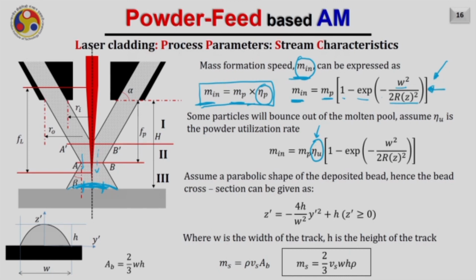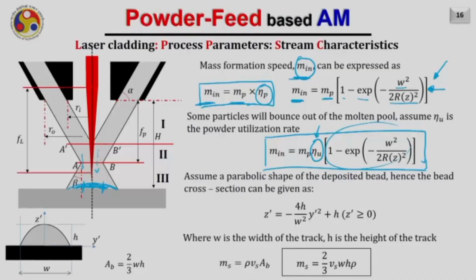So now I can finally say that the mass in to form the bead can be given as M in equals to MP into NU and this expression. So this is mass in. Now let us look at the deposited bead side, that is, how much bead we are forming if the shape of the bead is known to us.